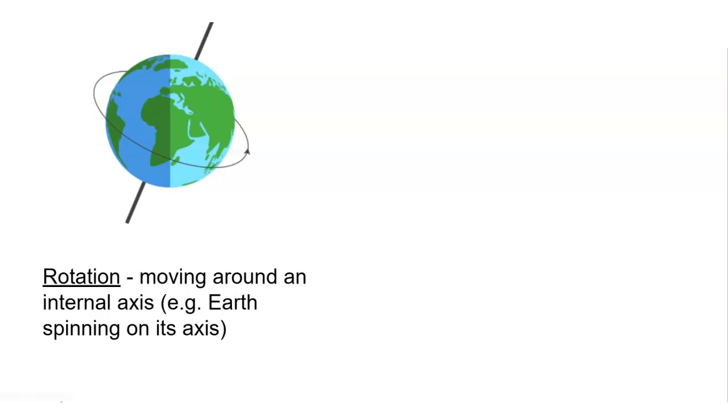Today we're going to do an introduction to rotation. So we're going to start by comparing the difference between rotation and revolution. When we say the word rotation, what we're describing is an object moving around an internal axis. So for example, the Earth spinning on its axis would be an example of rotation.